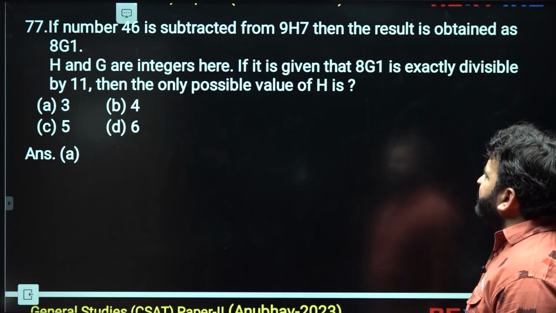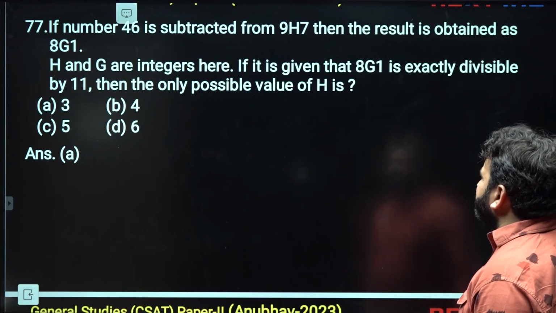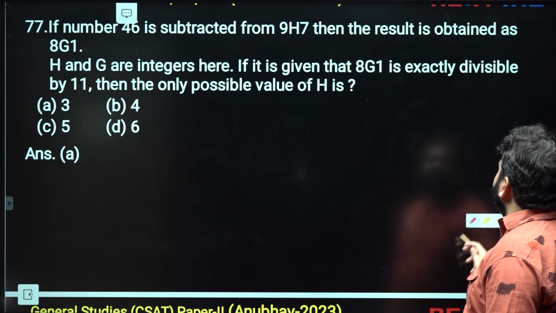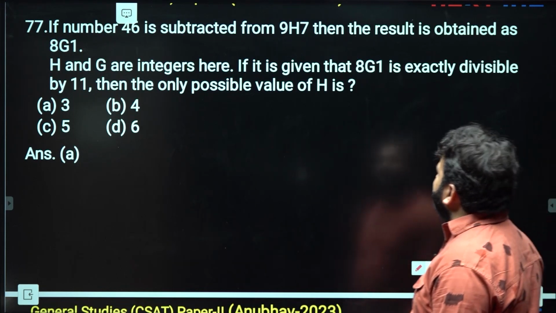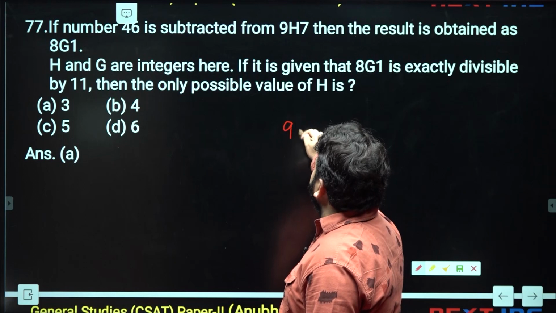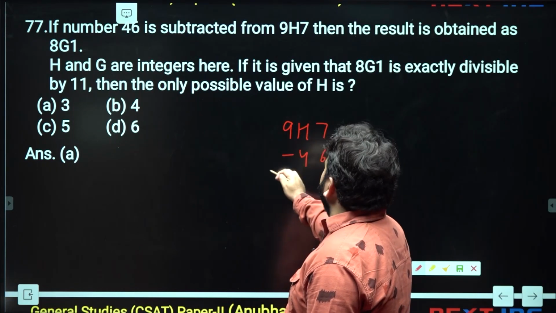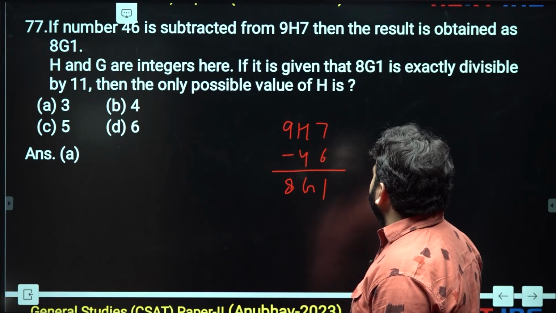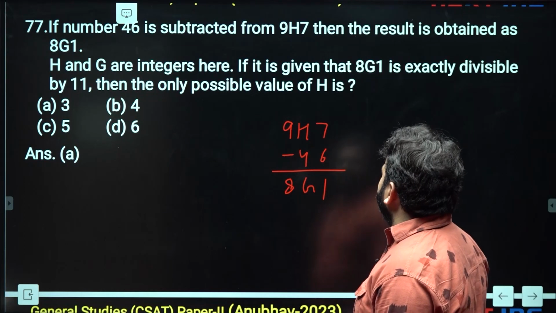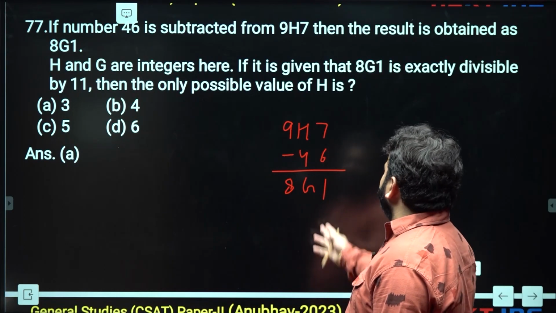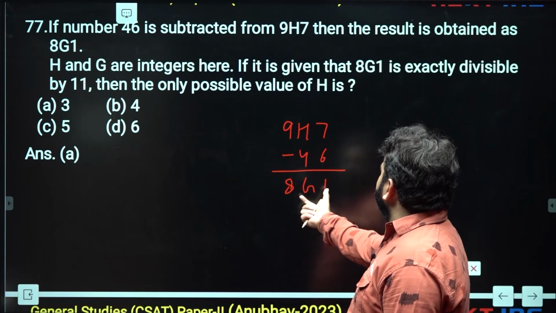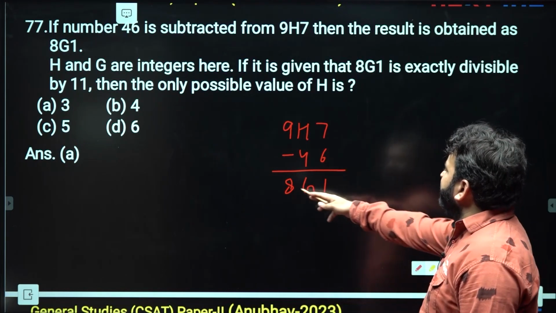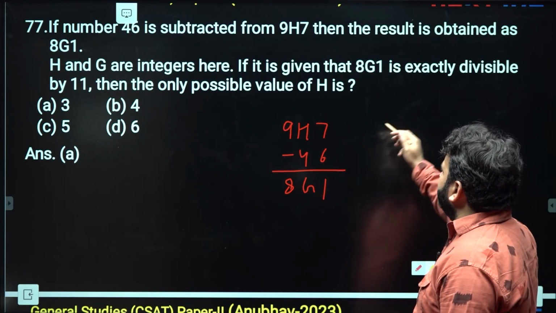If the number 46 is subtracted from 9h7, then the result obtained is 8g1. h and g are integers here. If it is given that 8g1 is exactly divisible by 11, then the only possible value of h is? From 9h7 you are subtracting 46 and getting 8g1. Now 8g1 is divisible by 11, so definitely this number is divisible by 11. So what will be the value of g? It is 9, because 8 plus 1 is 9, and the difference of 9 and 9 will be 0, so the number will be divisible.